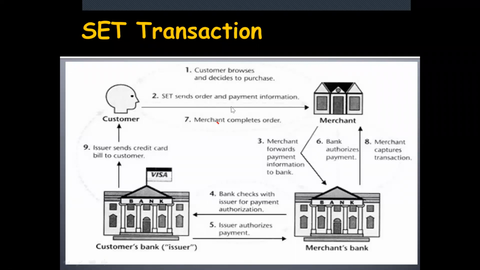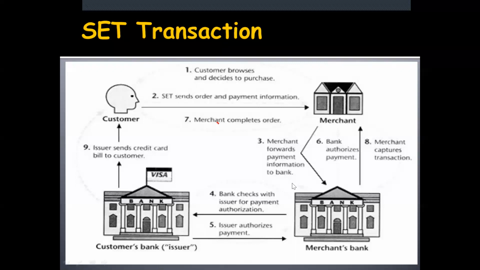After that, SET sends the order and payment information. The customer sends the secure electronic transaction: the order information, what he requires to purchase, and the payment information, where he gives the credit card number, his name and other things. After that, the merchant forwards the payment information to the merchant bank, which is where the merchant has an account.